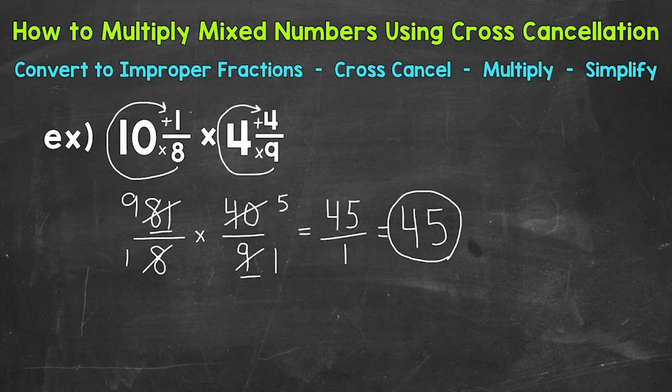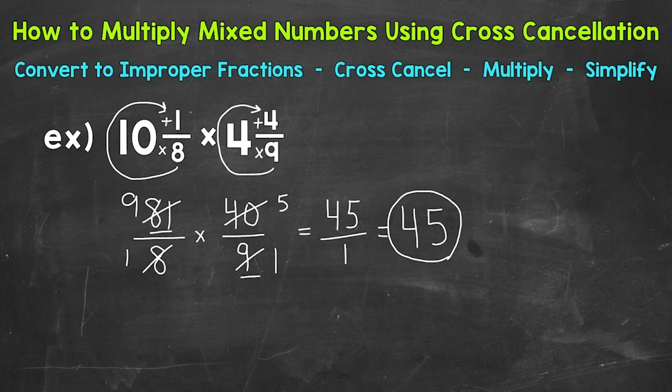Now, can we use cross cancellation for every single multiplication problem that involves fractions? No, we have to have common factors other than 1 between our numerators and denominators. If the only common factor we have is 1 between our numerators and denominators, we can't use cross cancellation. So something to keep in mind. So there's how to use cancellation when multiplying mixed numbers.